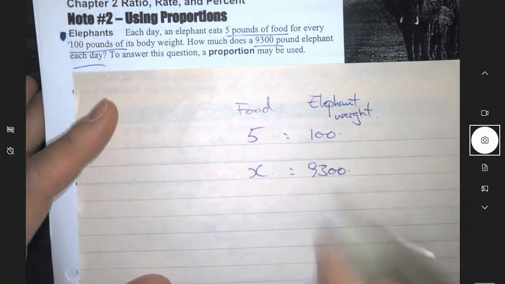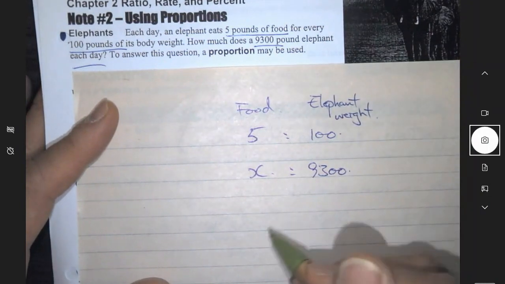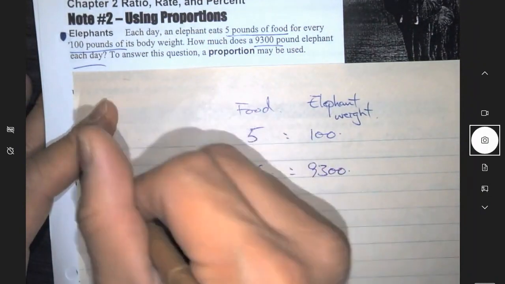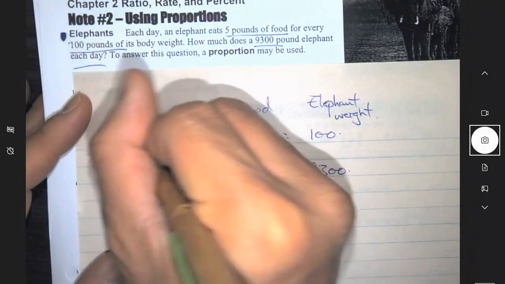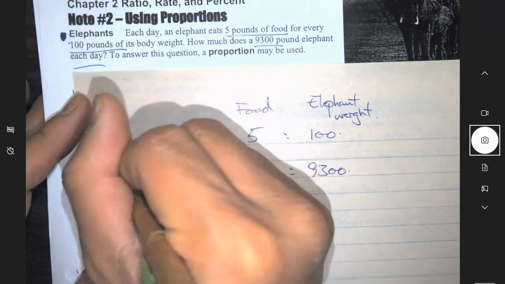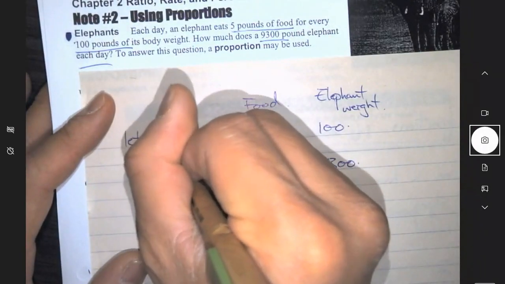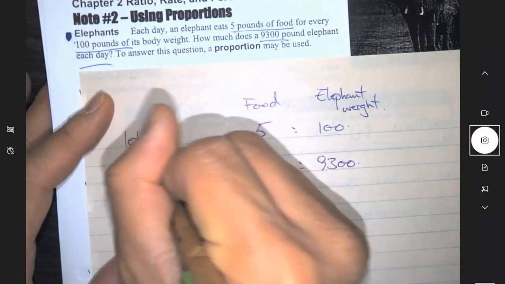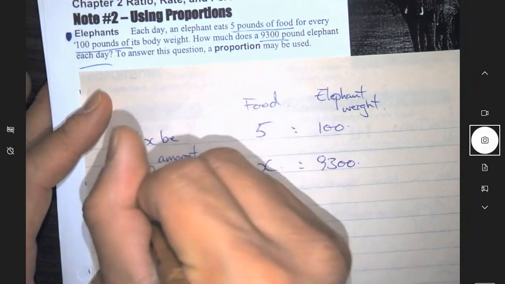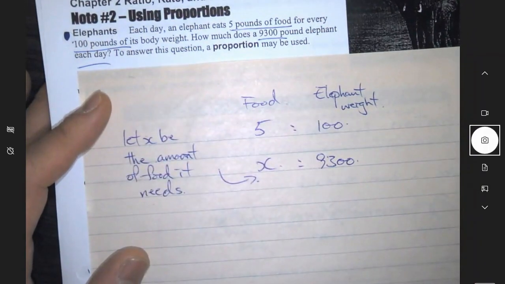So again, we'll use x because we have no clue. Okay, so x again. Let x be the amount of food it needs. Okay?